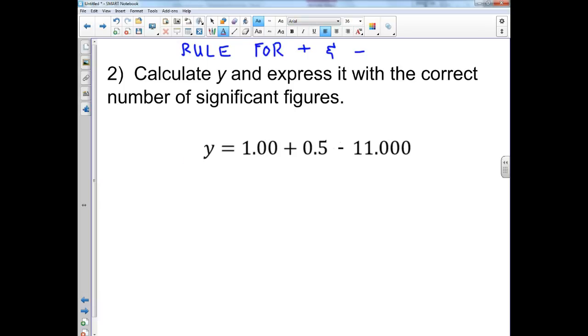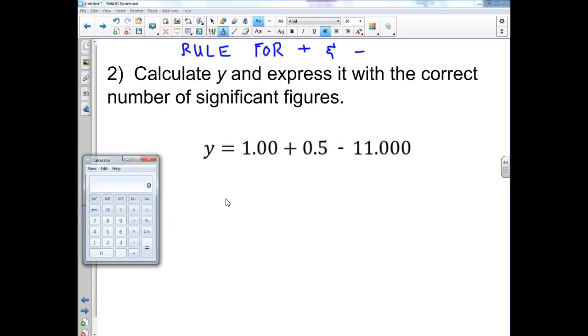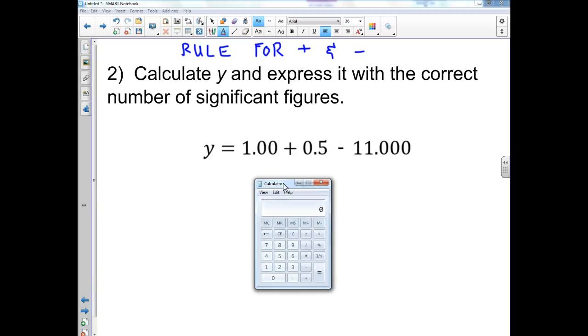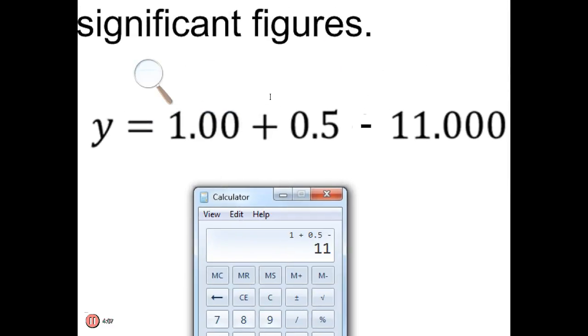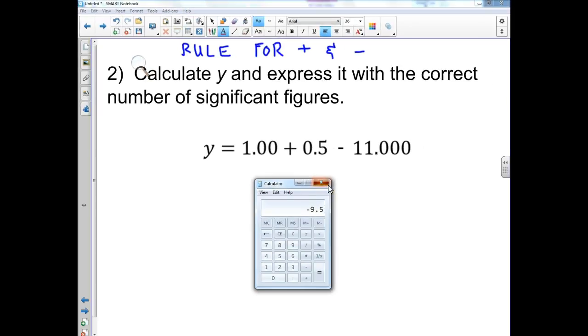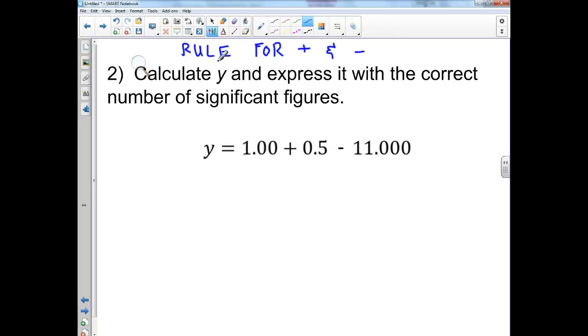How do we find it? Well, first you calculate your answer, right? So you get out the calculator, 1.00 plus 0.5 minus 11. Have I done this correctly? Let's see. 1.0 plus 0.5 minus 11. Enter. It's negative 9.5. So y is negative 9.5.